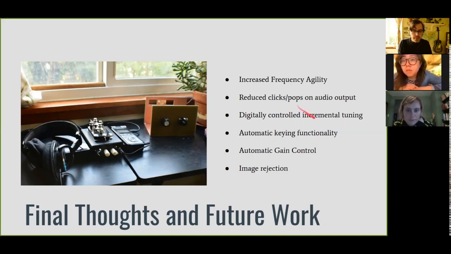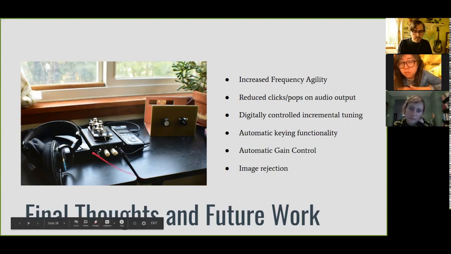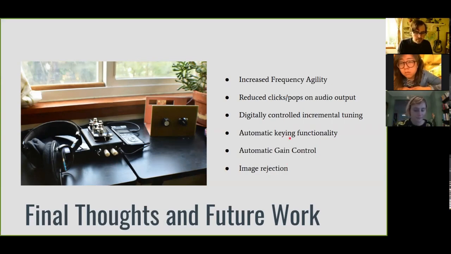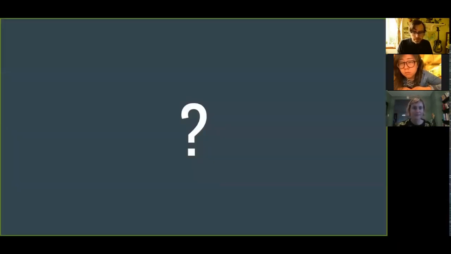Digitally controlling the incremented tuning, I think, would be interesting from a digital mode standpoint. You could really take advantage of these things called WSPR, PSK31, these other digital modes that exist out there on these frequencies. And automatic gain control, maybe some image rejection so that we're not listening to 2 sides of the local oscillator at the same time. But that is the transceiver in a nutshell. And if there are any questions, feel free to let me know.